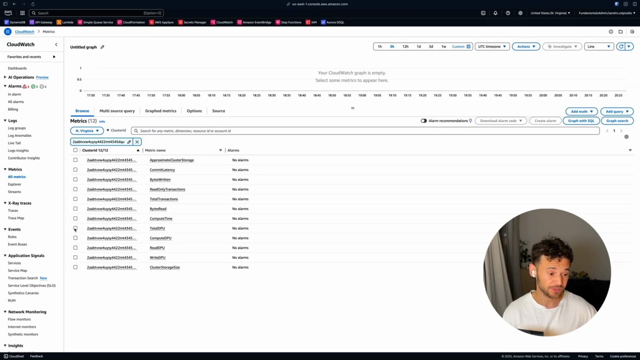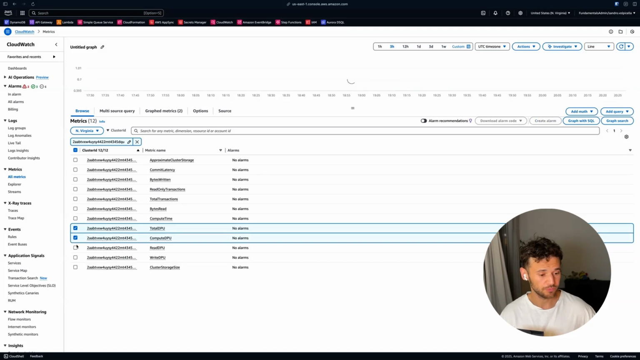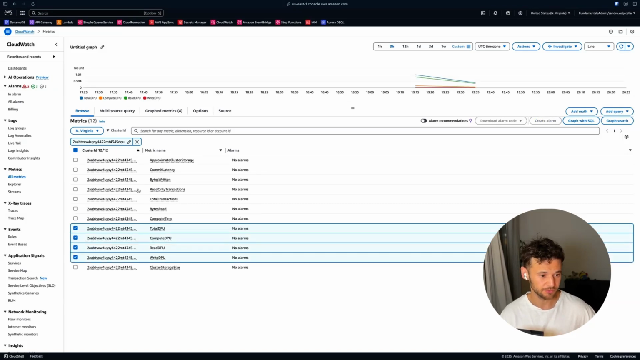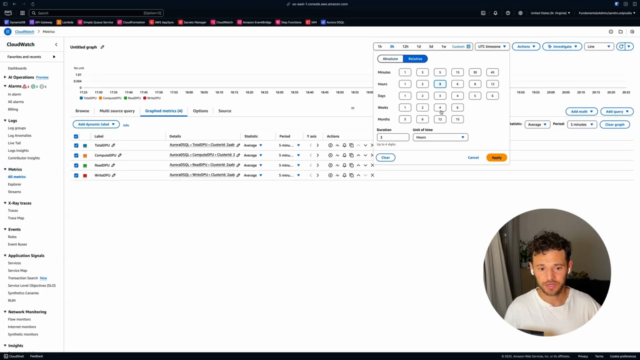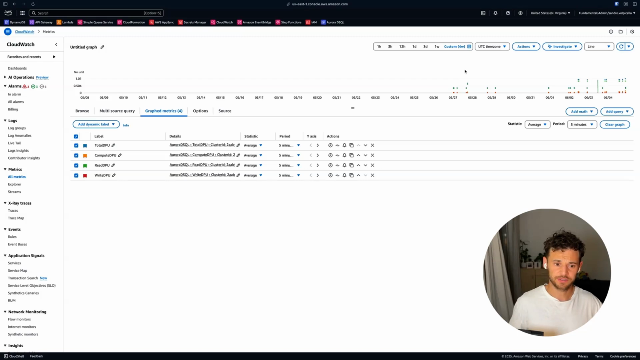And what I'm interested in is total DPU, compute DPU, read DPU, write DPU. We don't have a multi-region cluster, because then there would be another metric, but we're not interested in that. And we just changed the time here. I'm interested in the last 4 weeks. And what I want to have is a number.